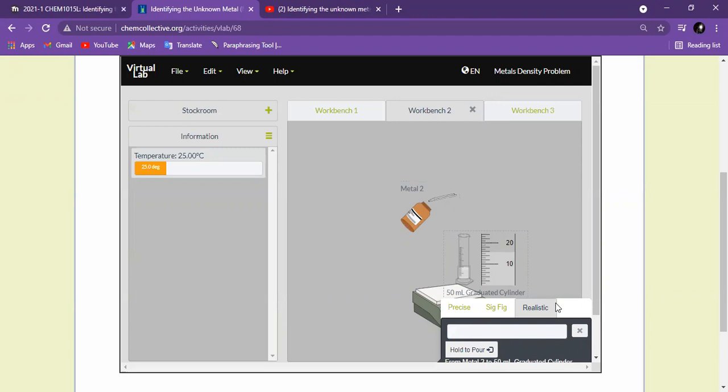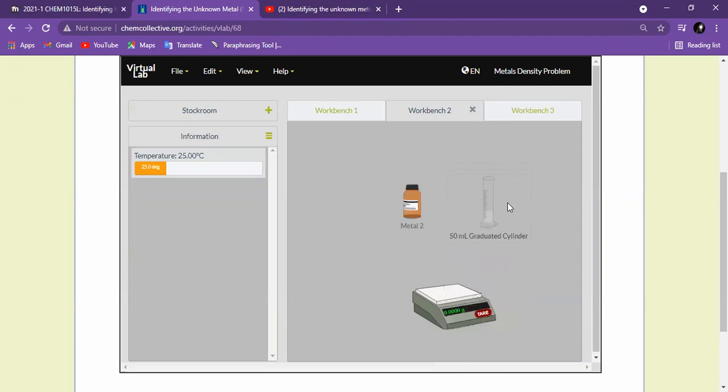Once again, the metal is added at no specific amount. Therefore, the volume of this metal is 16 milliliters. So now we will place it on top of the scale, and it is 267.5153 grams.